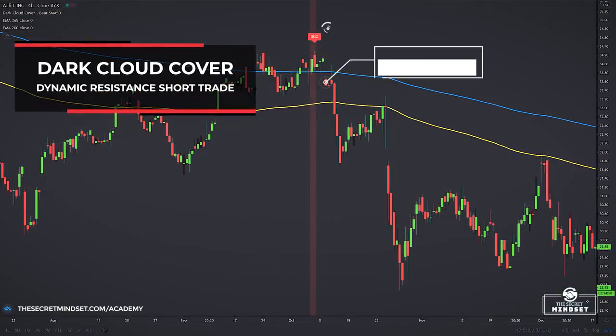Here are some examples of piercing line and dark cloud cover patterns on different markets.